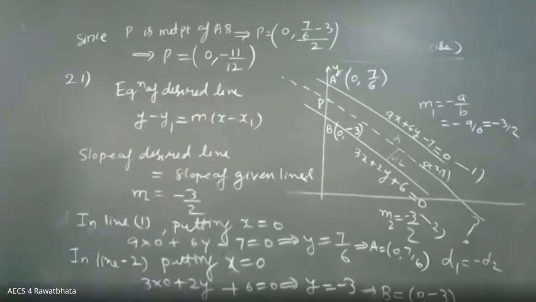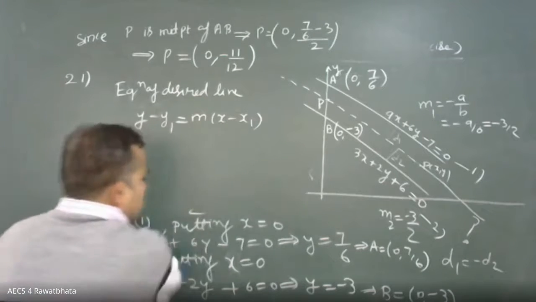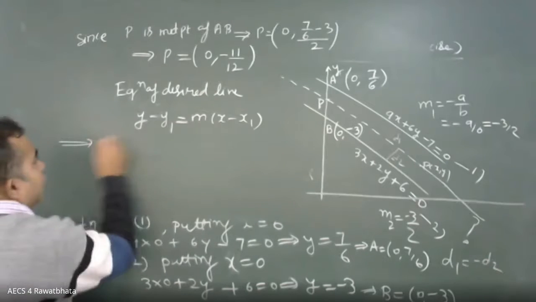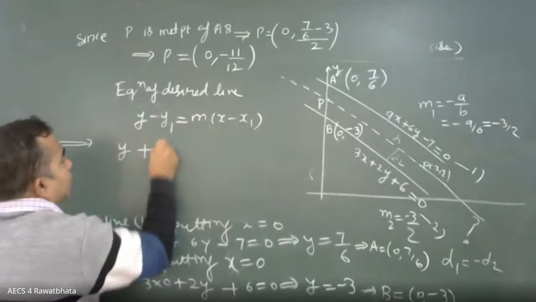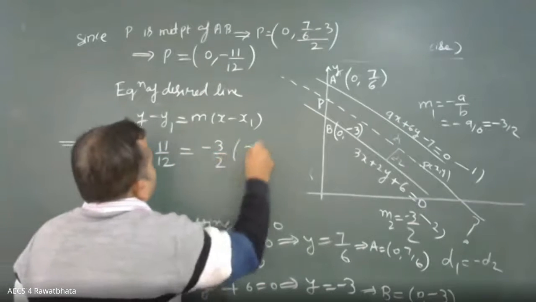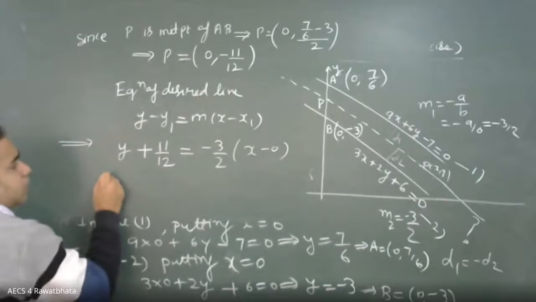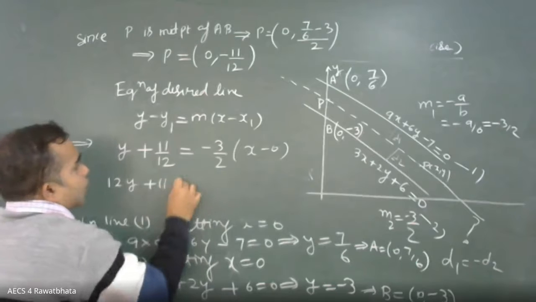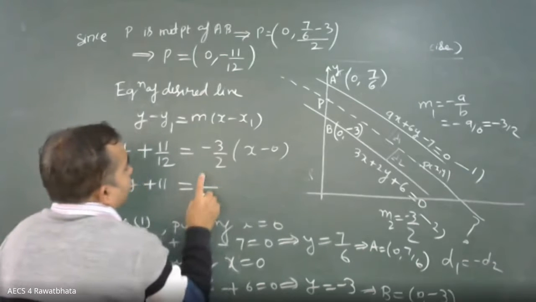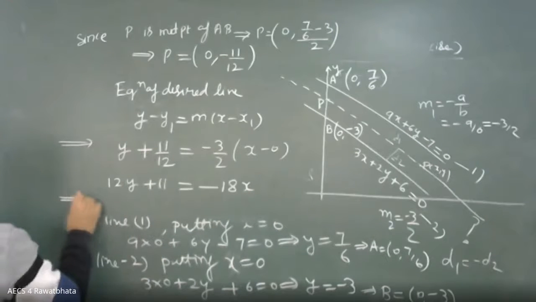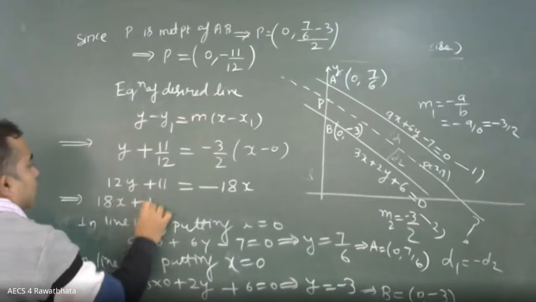So point I got, slope I have, use this. So the equation of the desired line will be y plus 11/12 equals -3/2 (x minus 0). Simplify. Multiply throughout by 12. 12y plus 11 equals -12/2, 6 into 3, 18x. And check the answer, please, students. This is the answer.